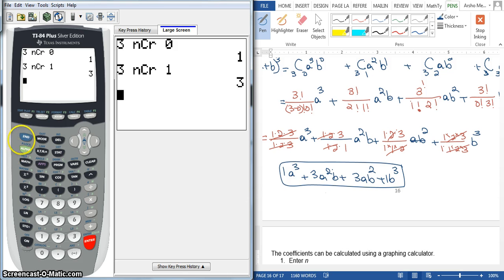As a shortcut for successive steps, in order to not go through the whole process, you can just do a second enter. It gives you the last thing you entered into the calculator, and all you have to do, because n is staying the same, is just change the r value. So change it to 2. You get a 3, which is your next coefficient. And if you do it again, second, enter. Now r is going to be 3. You get a 1, which is your last coefficient. Okay, so this is how you can do it on your calculator.